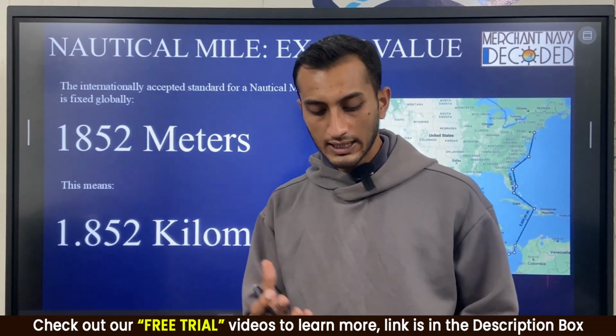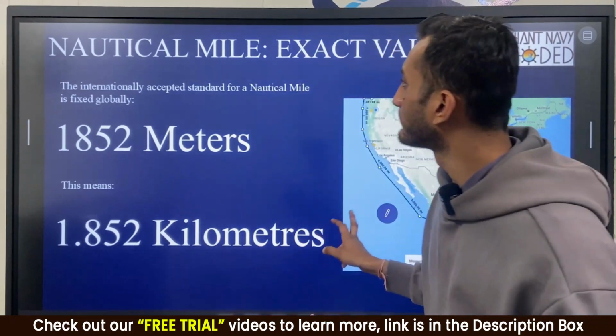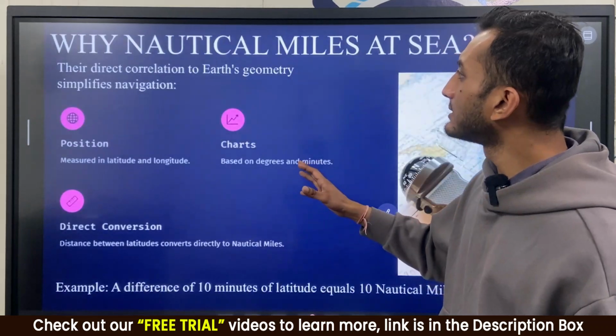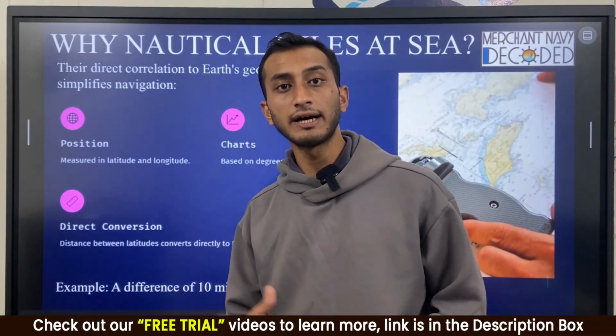Whether you take it at sea or in aviation, everywhere it is constant. Now the next term is why nautical mile at sea is used. Why don't we use other things?